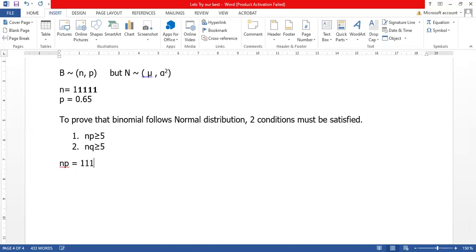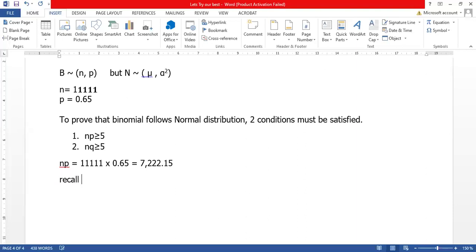You get 1, 1, then your n, your sample size. This is your sample size, 1, 1, that is 1, 1 times 0.65. What do you get? 722.15. That's what you have. Then, what is your NQ?